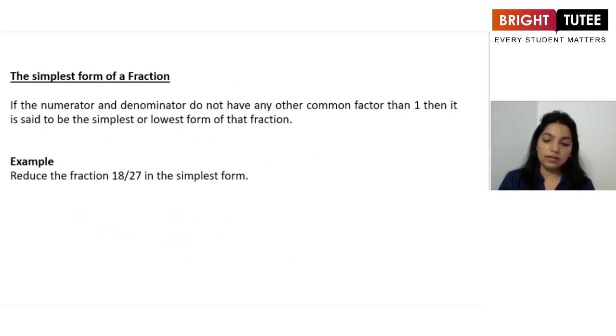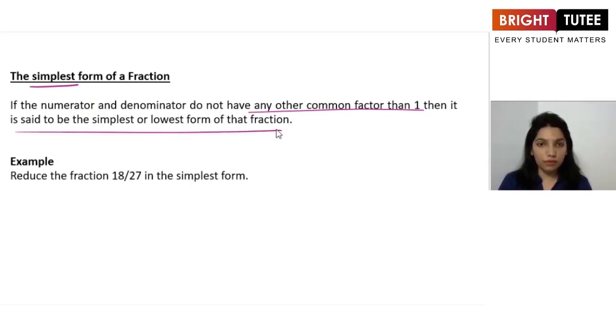Moving forward here, it says the simplest form of a fraction. We have worked with the equivalent fractions. I hope it's clear. Now we are going to do the simplest form of a given fraction. The simplest form, as the word says itself, we are going to break our fraction such that it cannot be simplified further. Okay, that will be the simplest form. If the numerator and the denominator do not have any other common factor than 1, then it is said to be the simplest or the lowest form of the fraction.